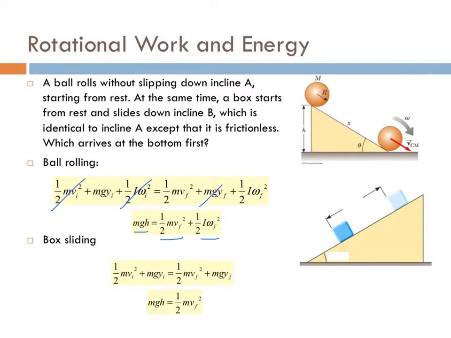This box that slides will have 0 kinetic energy at the beginning and 0 potential energy at the end. So that means that our box that slides is going to arrive faster at the bottom of the incline than an object that rolls. And the reason for that is because all of its energy is no longer being transmitted only to kinetic, but it has to be shared with rotational kinetic energy.